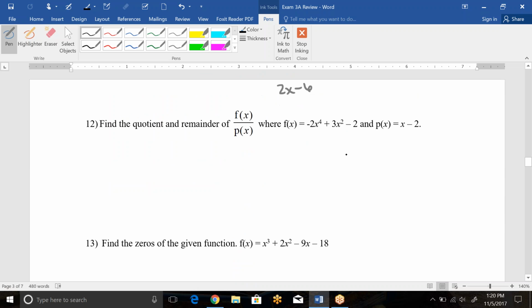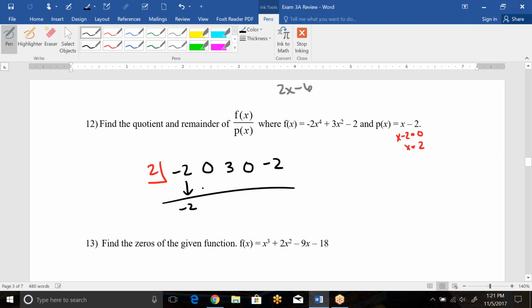Okay, for number 12, it's very similar, except this time we're dividing by x to the first. If you're dividing by x to the first, you can use synthetic division. So we would solve this, set equal to 0. So we're going to be putting 2 into, and again, look for missing powers. So negative 2, we're missing an x cubed. Then a 3, we're missing x to the first, and then a minus 2.